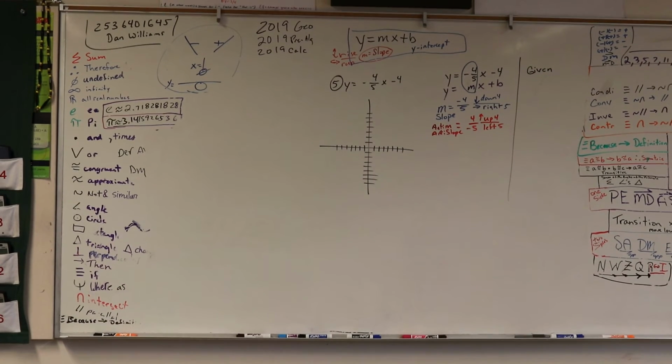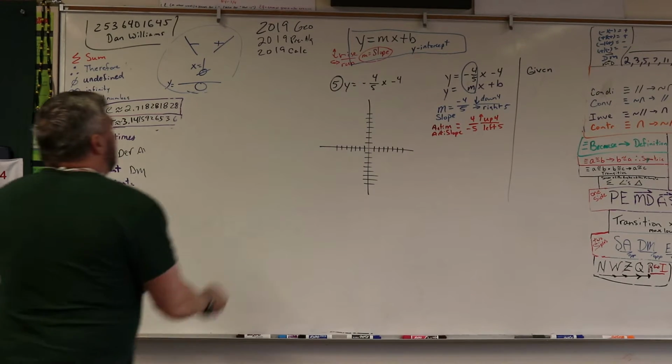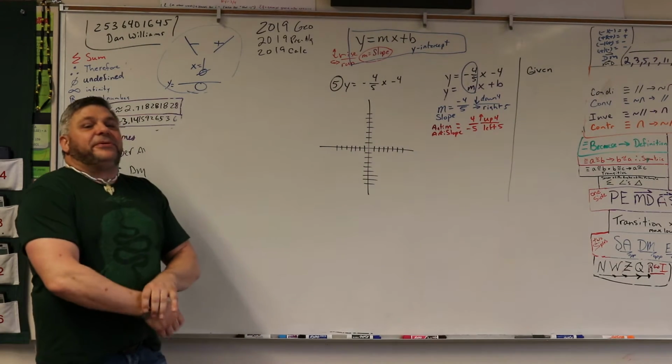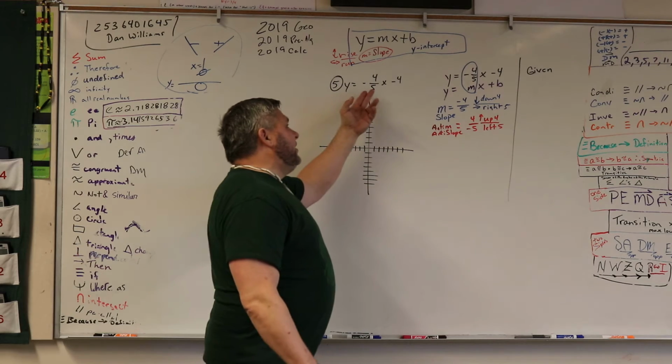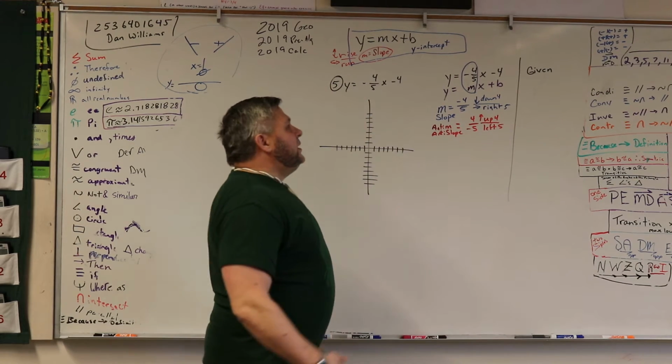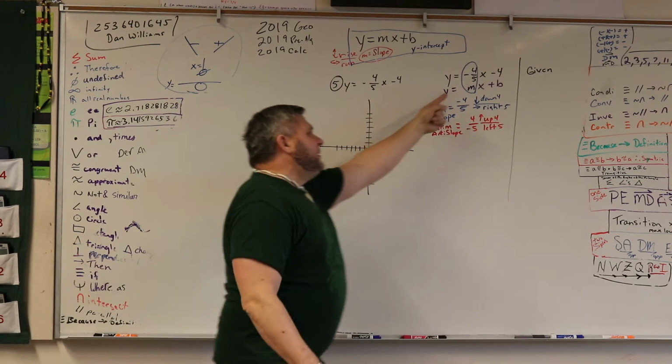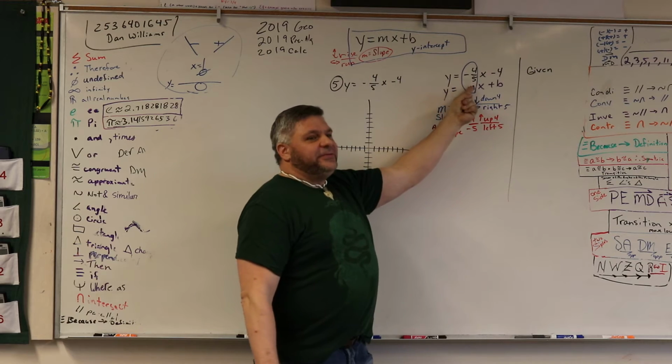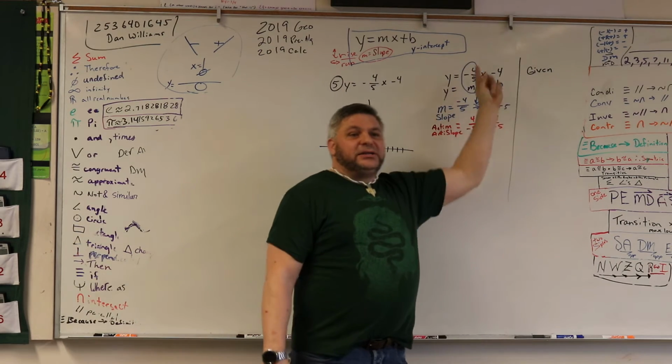Alright, so this one we started and then the film stopped, so we're going to walk through it again. We had problem number 5: y equals negative 4/5 x minus 4. And so we said, hey, that's the given: y equals negative 4/5 x minus 4.